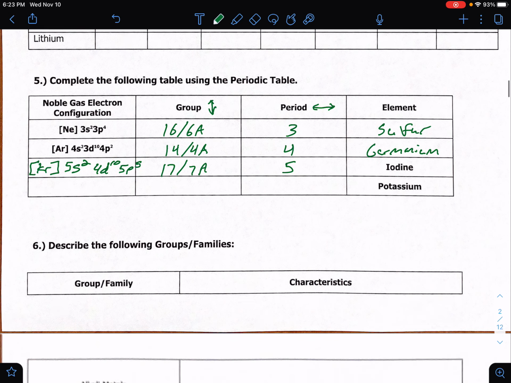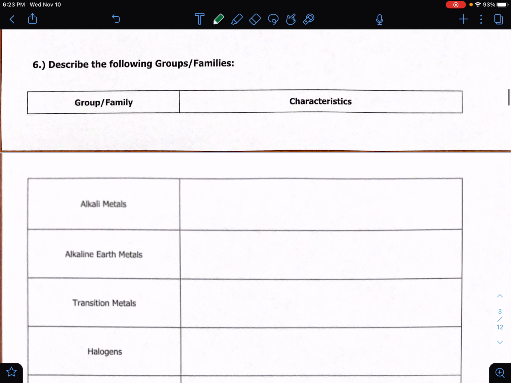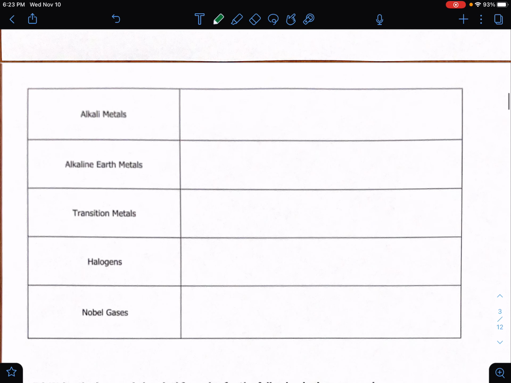Now, coming on to here, describe the following groups and families. We're going to talk a little bit about your alkali metals next. I'll try to get through these as quick as I can, because this is probably the part that takes the longest, simply the writing. So alkali metals is that very first group, group 1/1A. That means they have one valence electron.